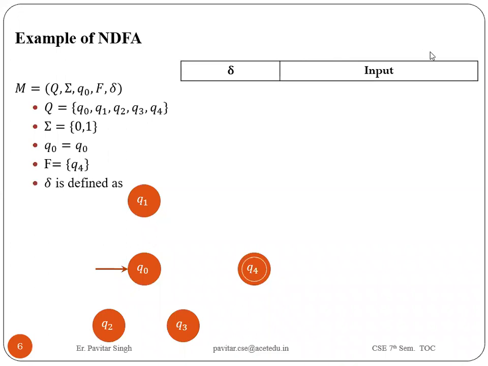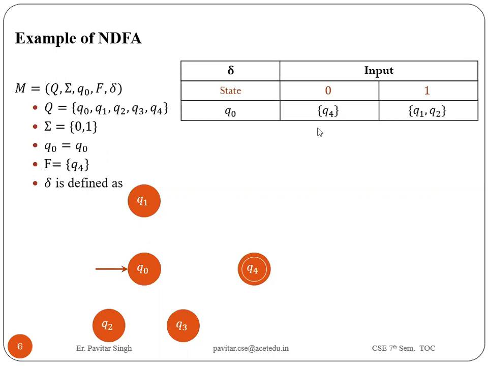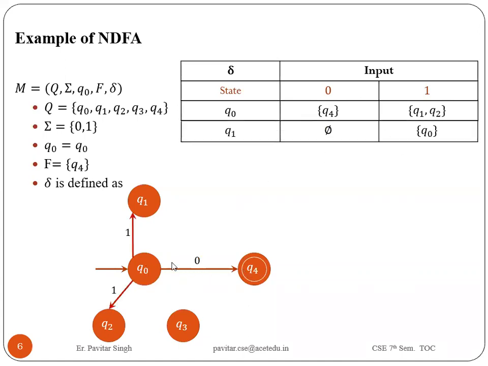So two inputs are there, 0 and 1. The first, that is Q naught. Upon the processing of 0, it is going to Q4, and upon the processing of 1, it is going to multiple states, that is Q1 and Q2. That is why this is called NDFA, right?